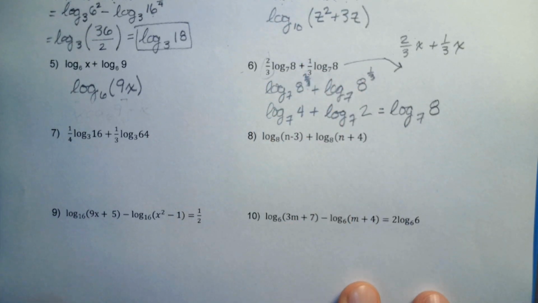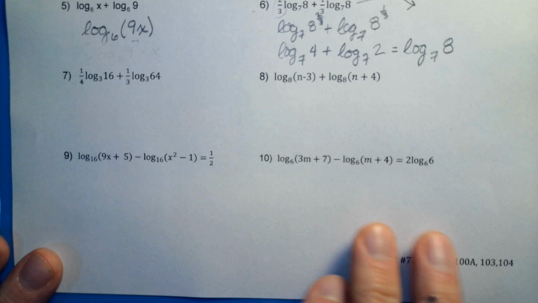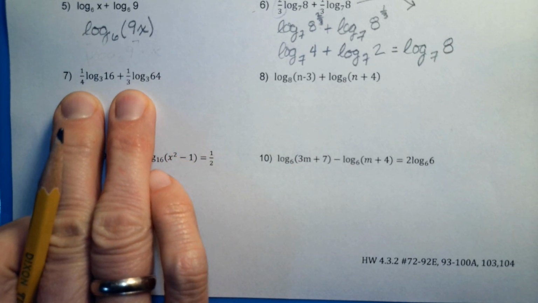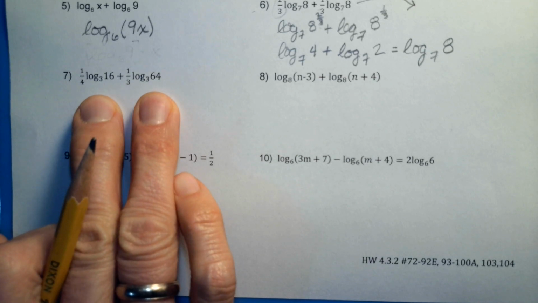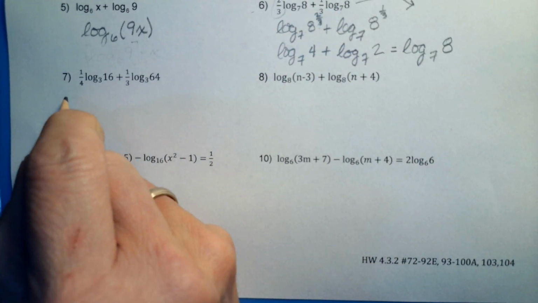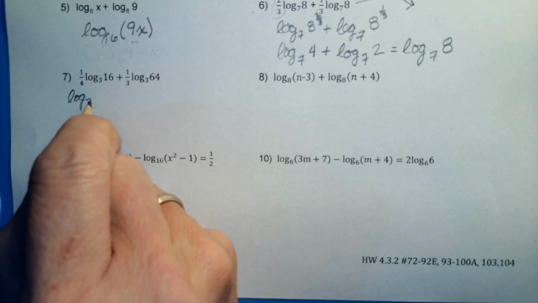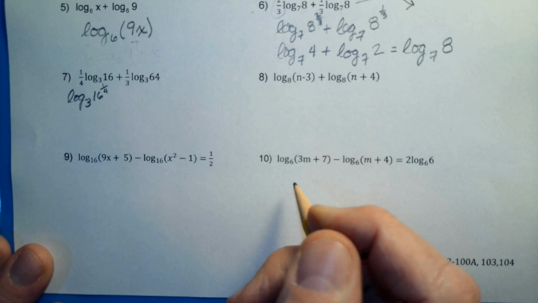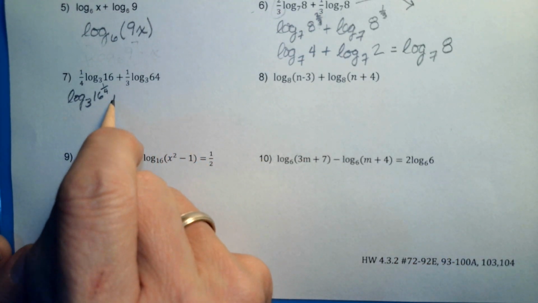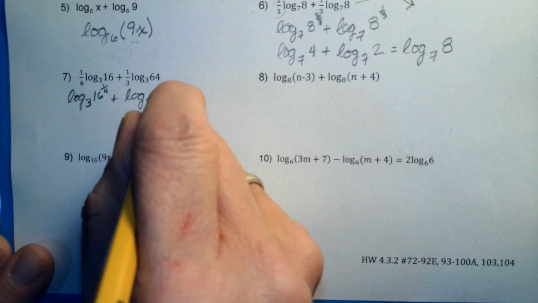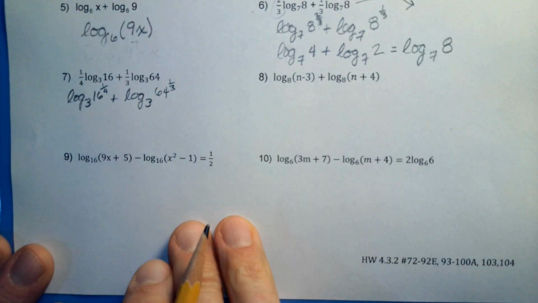But again, we're practicing exponents there. All right, here, again, we want to get rid of the exponents. These aren't the same, so we couldn't just combine these like we could have up there. So we're going to write this as log base 3 of 16 to the 1/4 plus log base 3 of 64 to the 1/3.